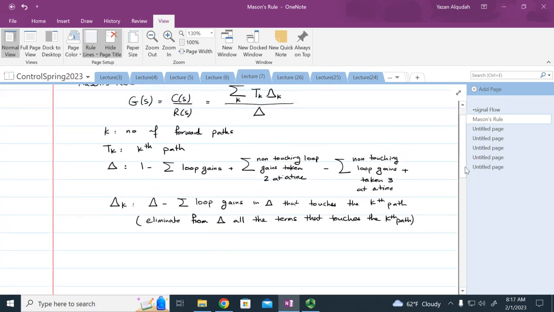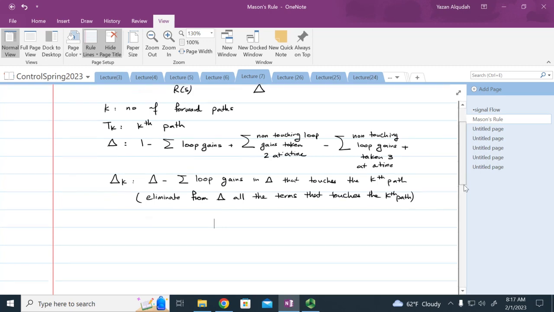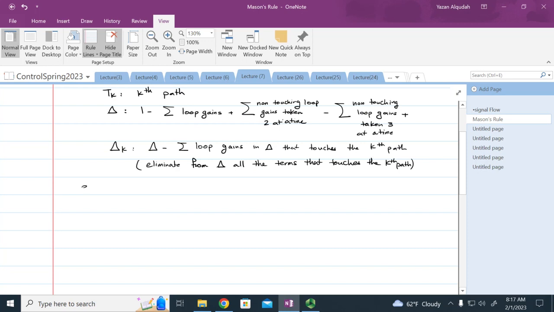So nevertheless, this is Mason's rule. This is the formula to calculate the transfer function. We just have to calculate each one of the terms in this formula: a summation over all the forward paths of the forward path gain multiplied by delta k, divided by delta. So let's see how this works. Let's do examples and illustrate it.